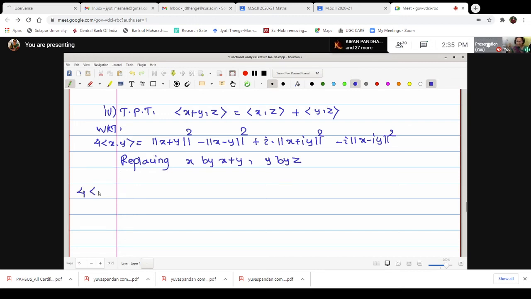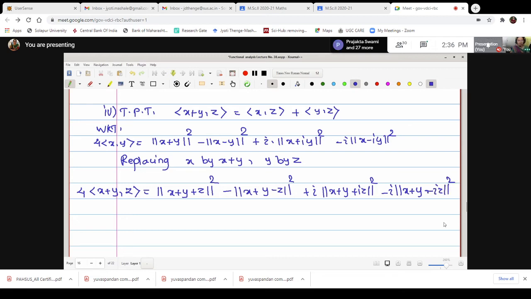Therefore the left hand side becomes, 4 x is replaced by x plus y, and y will be replaced by z. Accordingly we will do the same on the right hand side. Therefore this is norm square of x plus y plus z minus norm square of x plus y minus z plus i times norm square of x plus y plus iz minus i times norm square of x plus y minus iz. Okay, now the job is to find out the value on the right, that is these 4 norms.